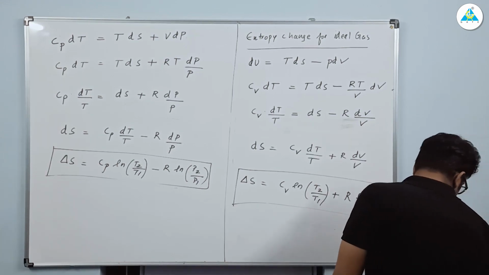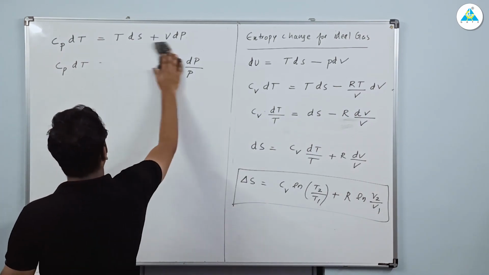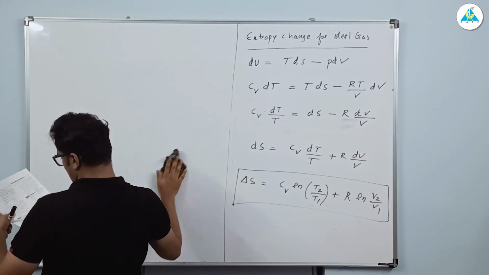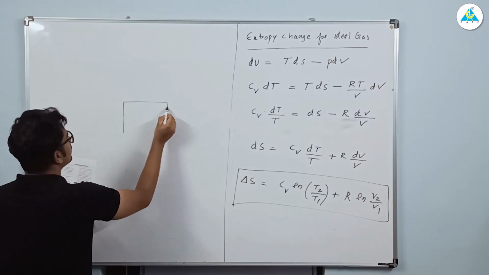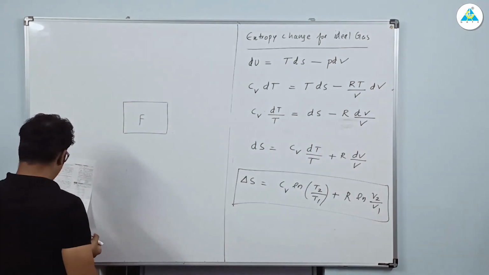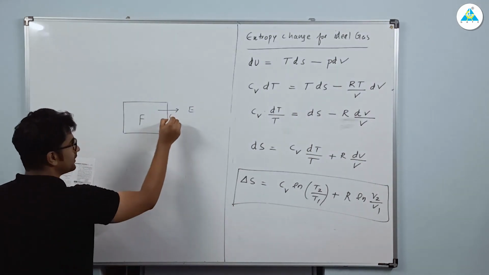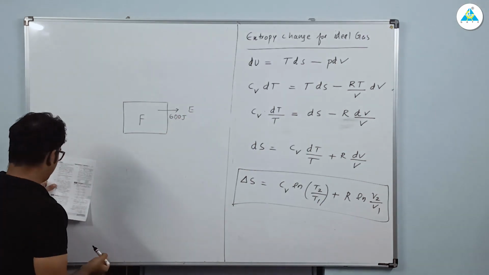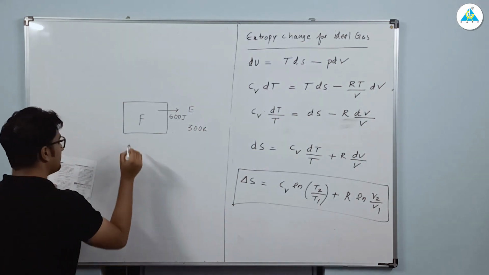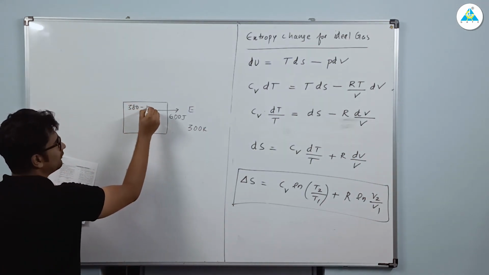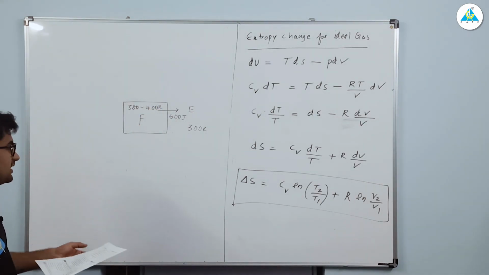That is, a process occurring in a closed system. Again it's a closed system. The system is F, right? Heat transferred from F to the surrounding E, so the surrounding is E, and the heat transferred is 600 joule. Now the temperature of E is 300 Kelvin and the system temperature is 380 to 400, you can take it as 390 also, no problem.